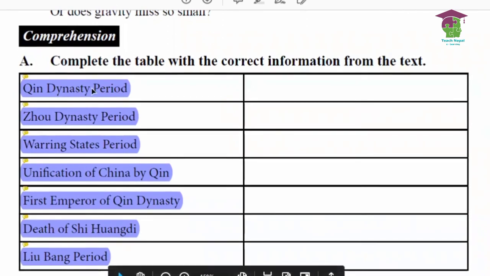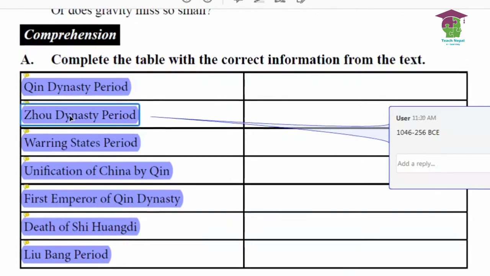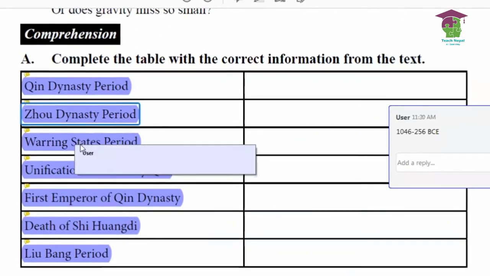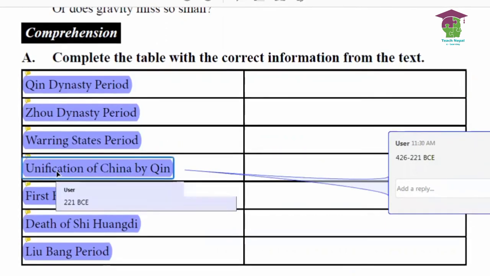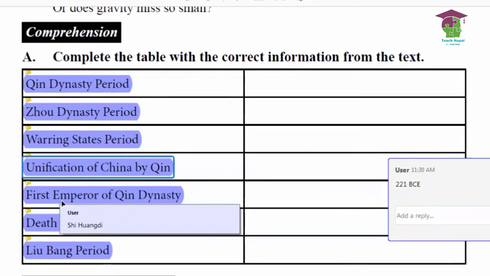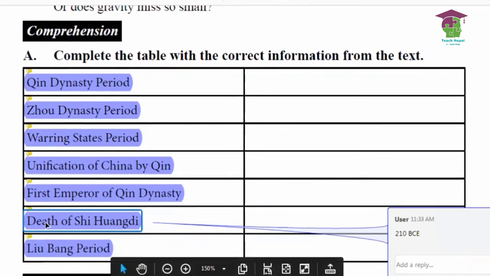So you are asked a table, you have been given a table, and you need to fill up the data there. The Qin Dynasty and Zhou Dynasty, warring states. I mentioned the date here, you can see this thing in the right hand side. So I have clearly mentioned these things there.